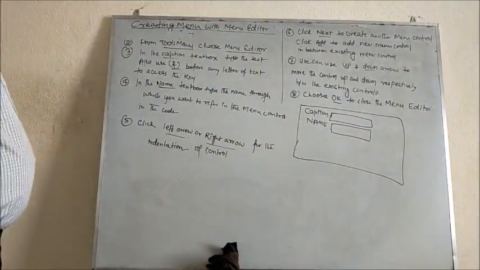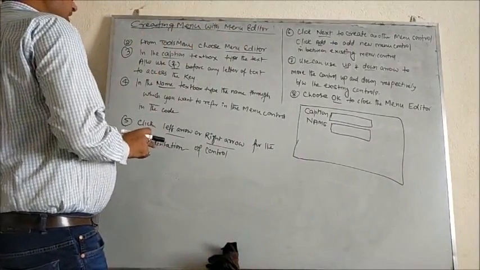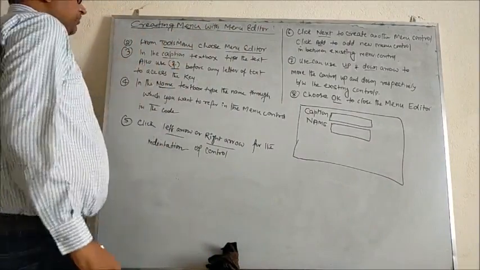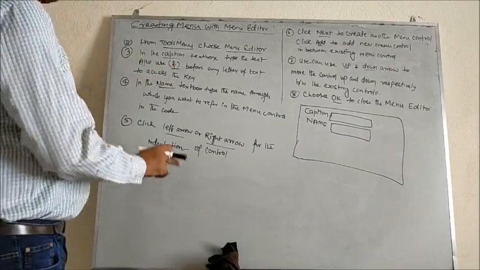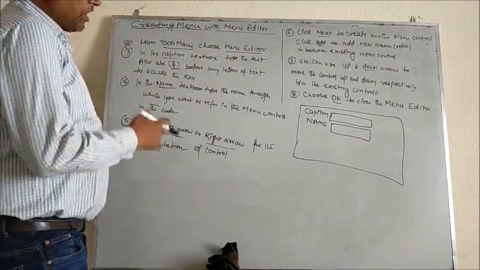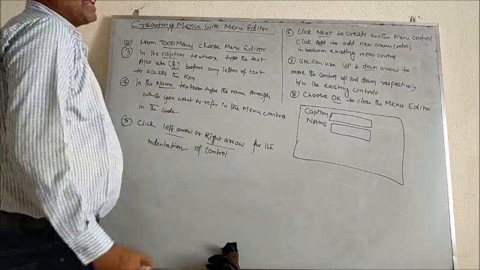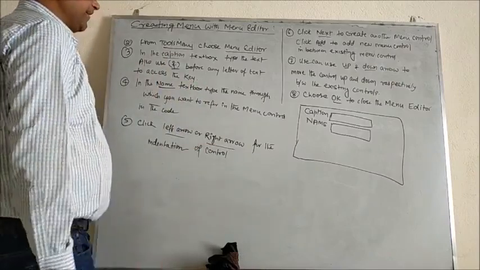So what you have to do after selecting the form, you have to select the Tool menu, and in the Tool menu you have to choose Menu Editor, or you can click on Menu Editor.